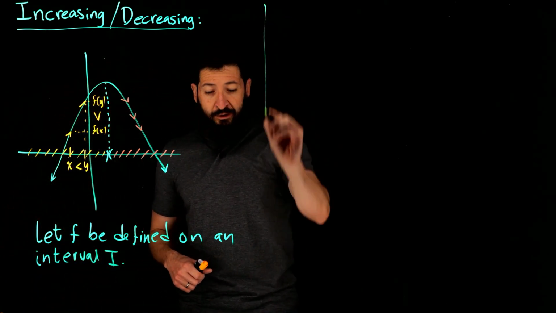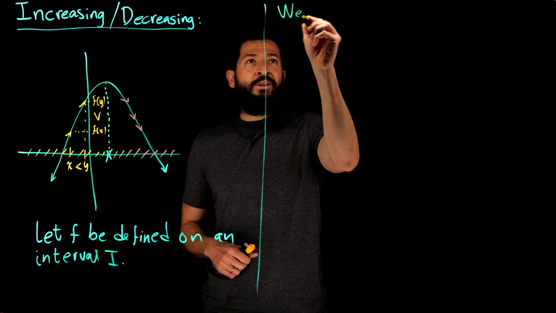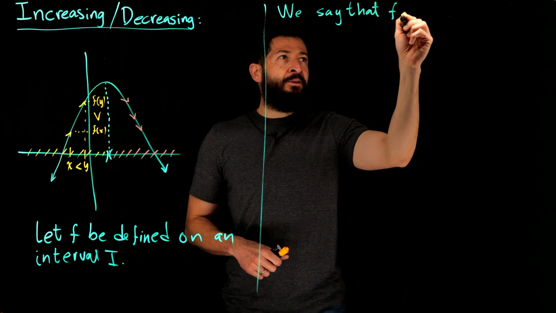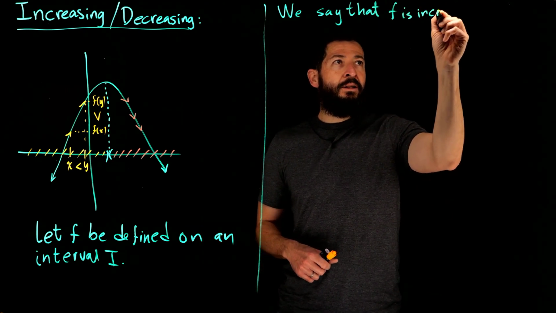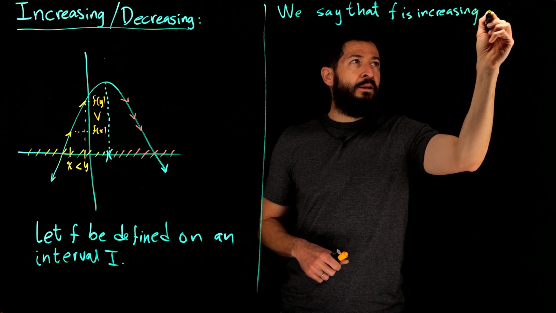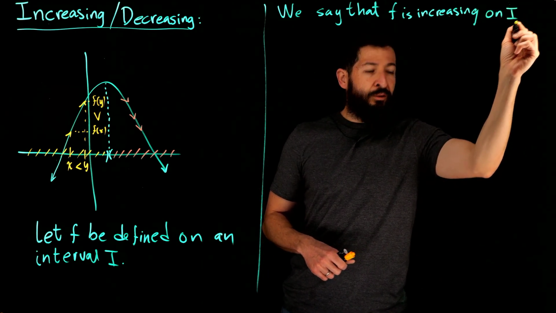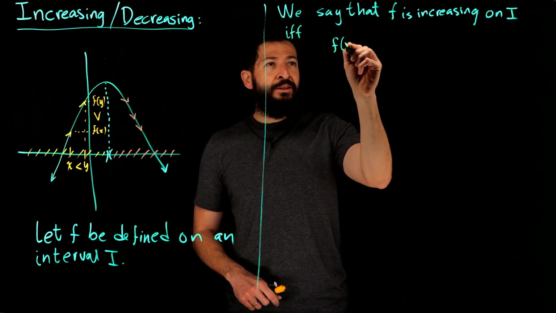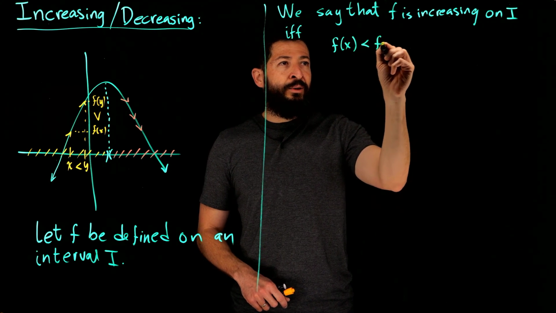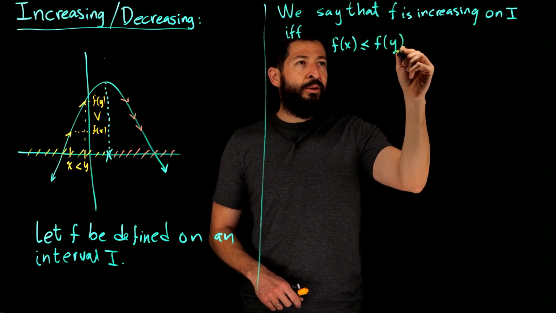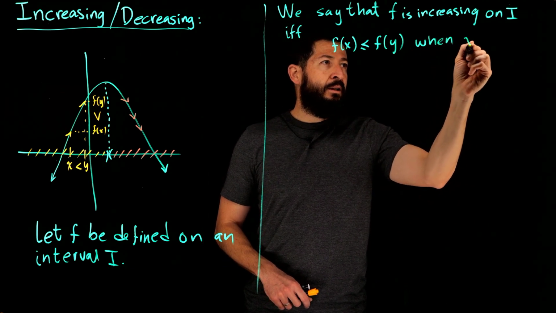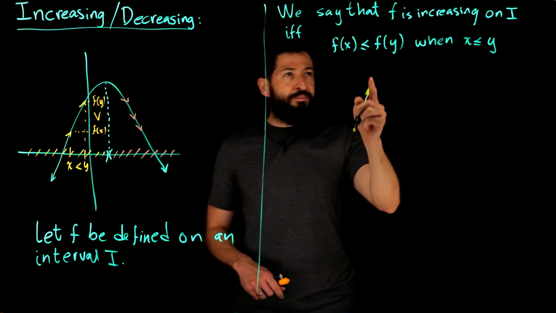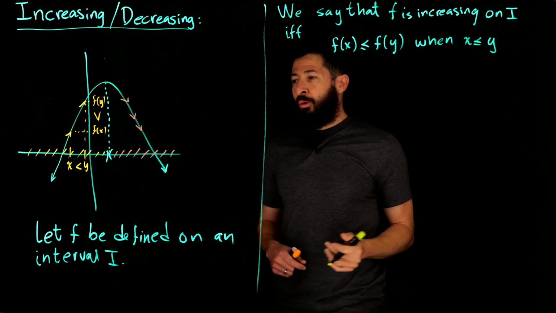and this is what I was struggling with, the space, but we'll move over here. We say that f is increasing on the interval I if and only if f of x is less than or equal to f of y whenever x is less than or equal to y. So in other words, f preserves the inequality, preserves order.